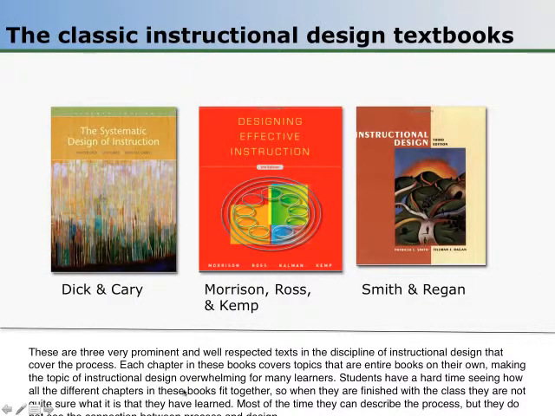These are 3 respected textbooks in the discipline of instructional design, and they all cover the same process. Each chapter in each of these books covers topics that are actually entire books on their own, making this topic of instructional design overwhelming. Students have a hard time seeing how all the different chapters in the book fit together, so when they're finished with the class, they are not quite sure what it is that they've learned. Most of the time they can describe the process, but they do not really see a connection between process and design.